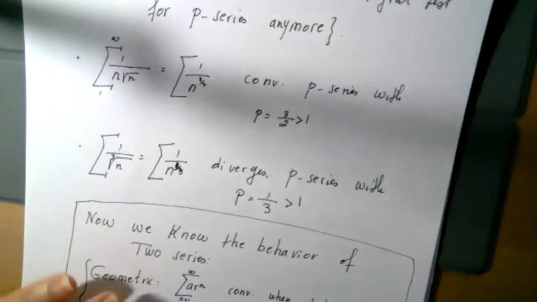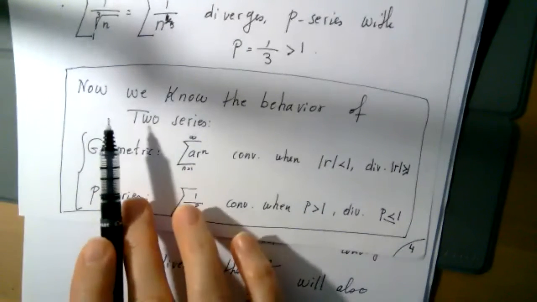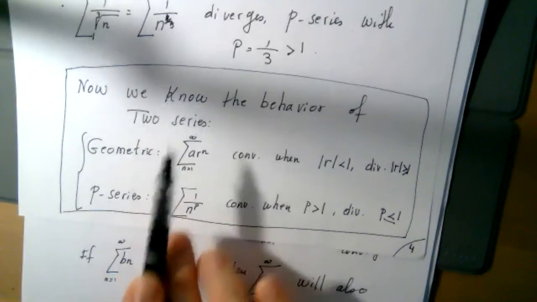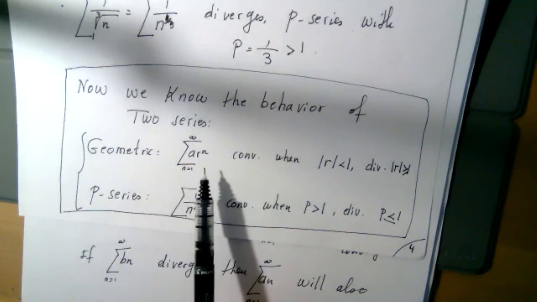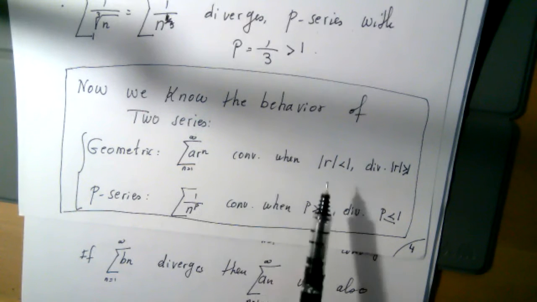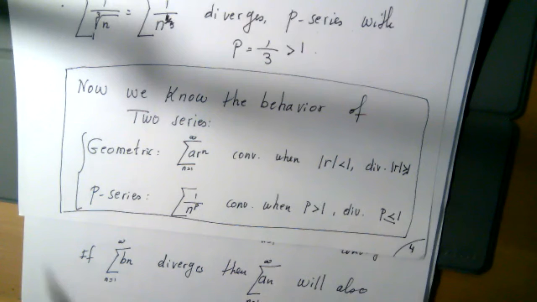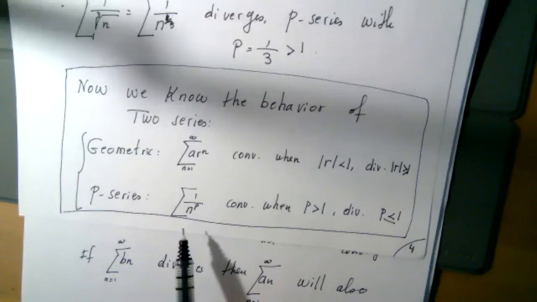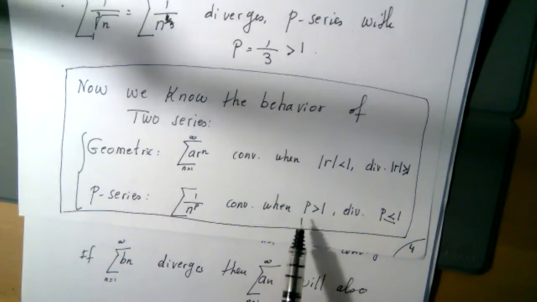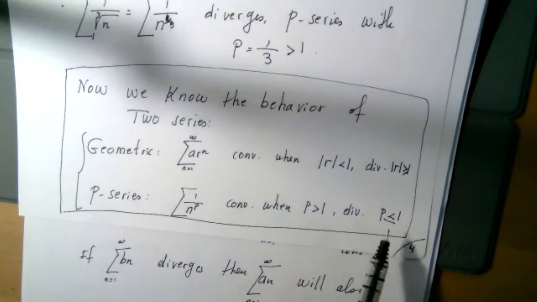Okay. All right, so that's the P series test. Now we know the behavior of two series. The geometric series, ar to the n, converges when the ratio is less than 1 and diverges when r is bigger or equal to 1. And the P series, 1 over n to the P, converges when P is bigger than 1 and diverges when P is less or equal to 1.